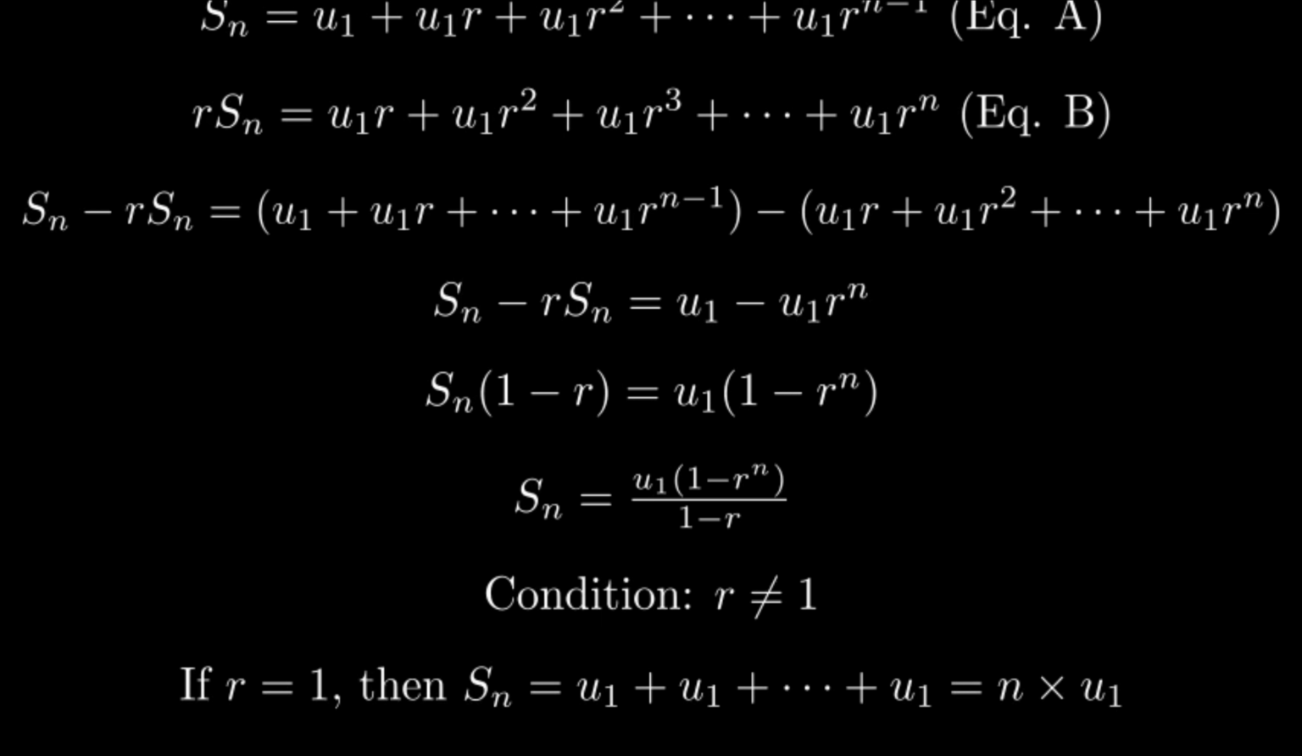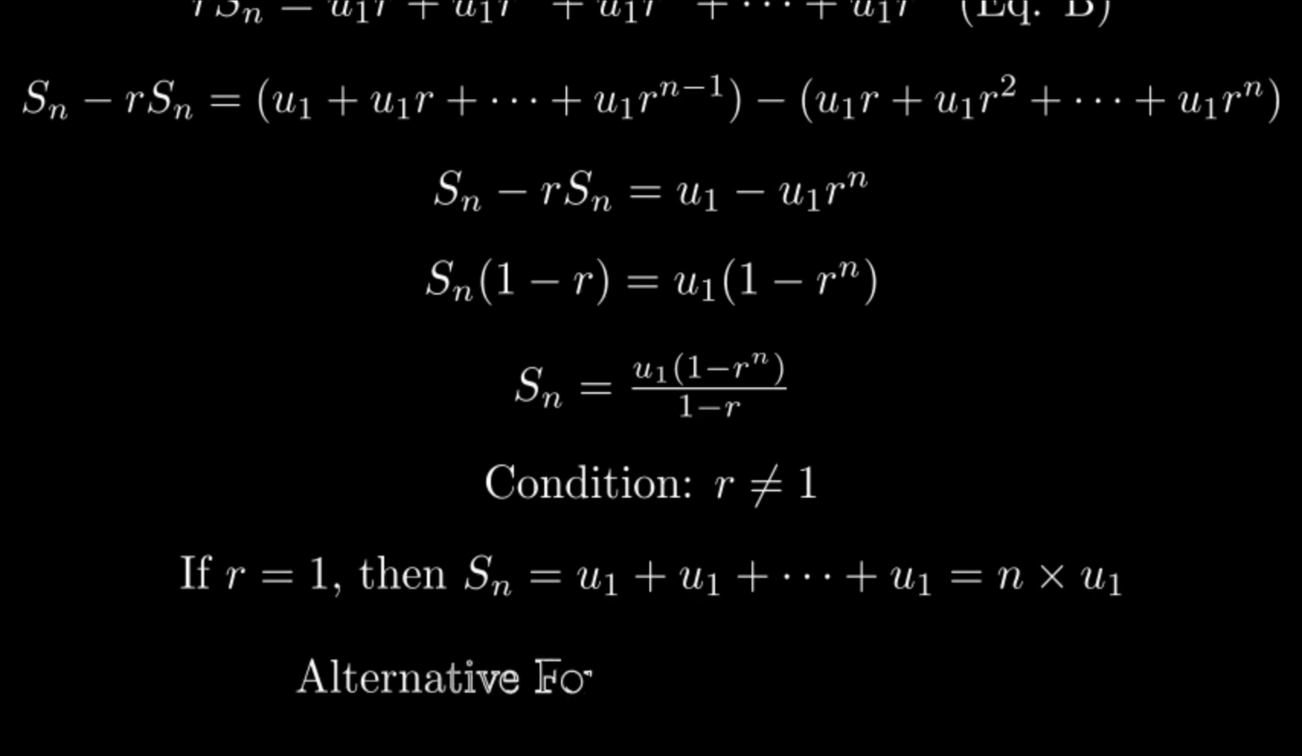If we multiply the top and bottom of our formula by -1, we get an equivalent formula. S sub n equals u sub 1 times (r^n - 1) divided by (r - 1). This version is often handier when r is greater than 1, as it helps avoid working with negative numbers.